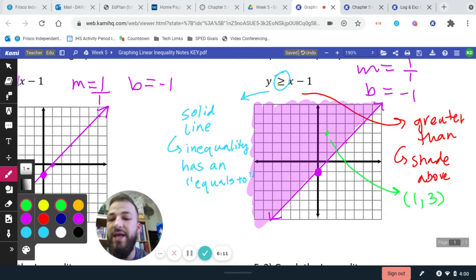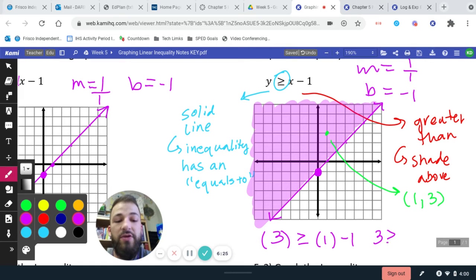So plugging into my inequality, we would get 3, because that's my y value, is greater than or equal to 1 for x minus 1. So 3 is just 3, is greater than or equal to 1 minus 1, which would be 0. So is that a true statement? Is 3 greater than or equal to 0? It is, okay? So that means I shaded correctly.